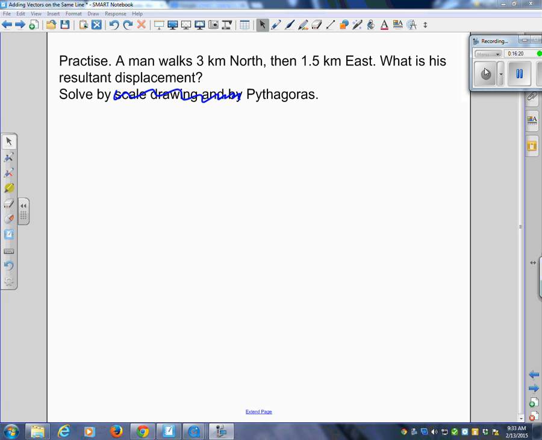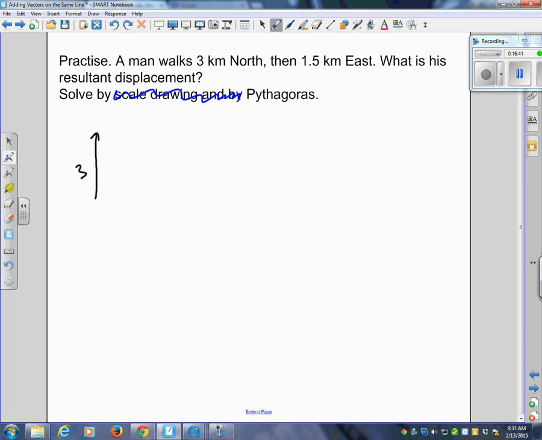Okay? Drawing the picture shows me that you understand. If you don't draw the picture and you get things wrong, it's very difficult for me to give you any credit. Okay? So let's draw this. A man walks 3 kilometers north. So, 3, right? Then 1.5 east. Tip to tail.